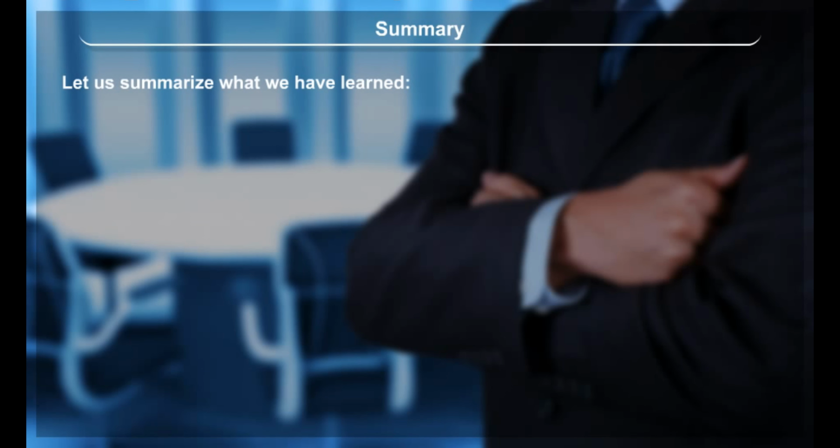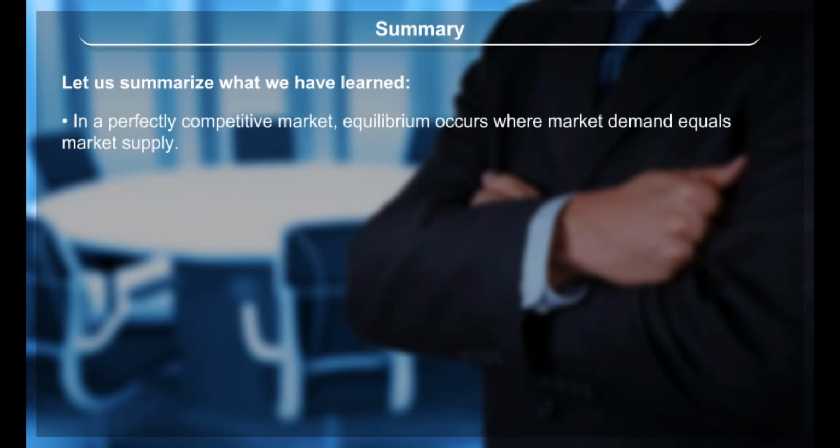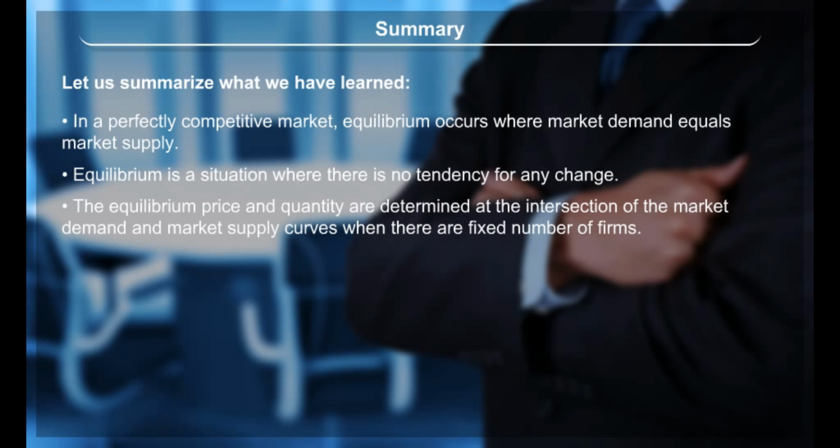Summary. Let us summarize what we have learned. In a perfectly competitive market, equilibrium occurs where market demand equals market supply. Equilibrium is a situation where there is no tendency for any change. The equilibrium price and quantity are determined at the intersection of the market demand and market supply curves when there is a fixed number of firms.